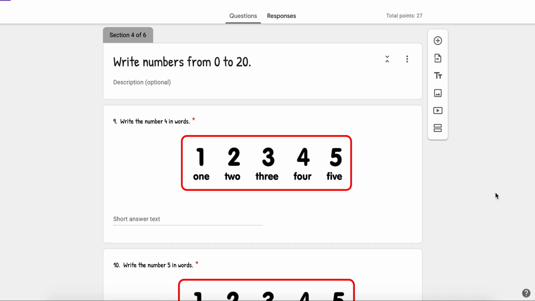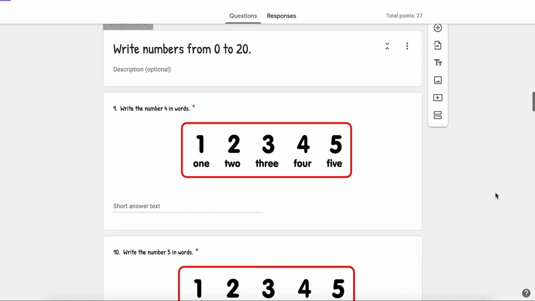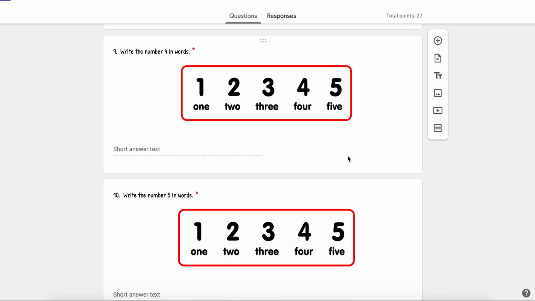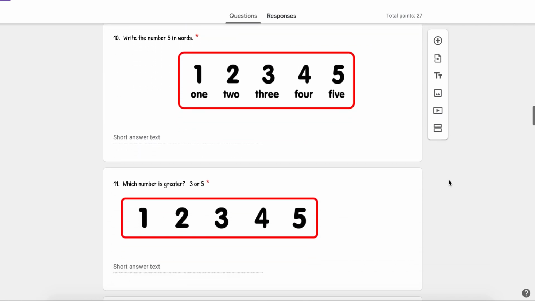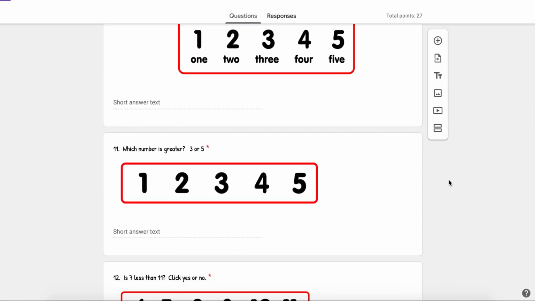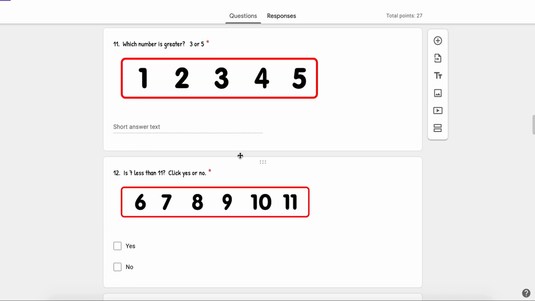Then we're going to write numbers from 0 to 20. So write the number 4 in words. So they have to look at this, identify that that's the number 4. They can see how to spell it, and then they can turn around and write it right there. Number 5. Which number is greater, 3 or 5? And again, a spot for them to type their answer.